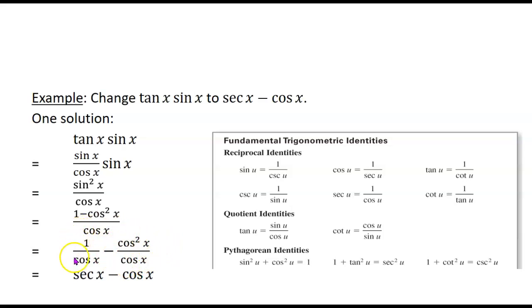And then 1 over cosine x is equivalent to the secant of x. And cosine squared of x over cosine x, well, you divide out the cosine x and you're left with one of the cosines. Cosine times cosine divided by cosine is cosine. So we end up with secant x minus cosine x. So the two expressions are equivalent to one another because each step is equal to the step after it.